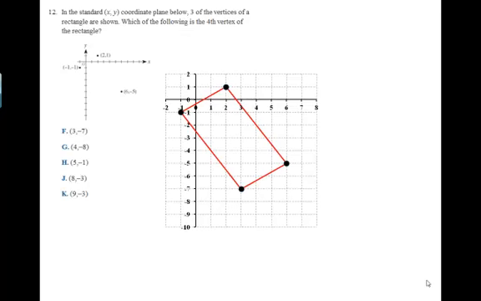3 of the 4 vertices of a rectangle are shown. If this were a rectangle, what's the 4th vertex? Well, for goodness sakes, let's draw it. Many times that gives us the answer right away. And I see that the answer is 3, negative 7.